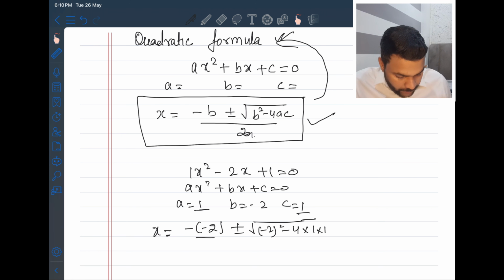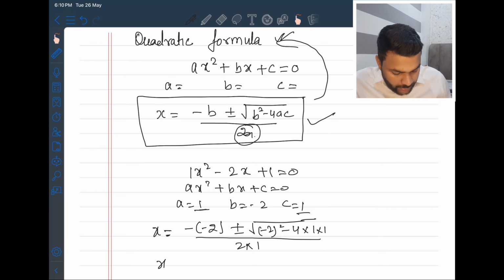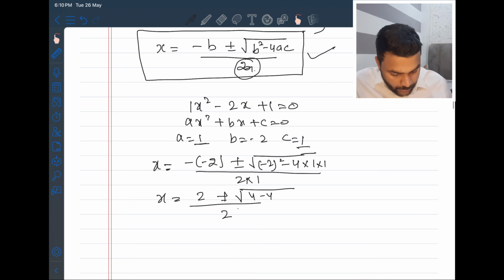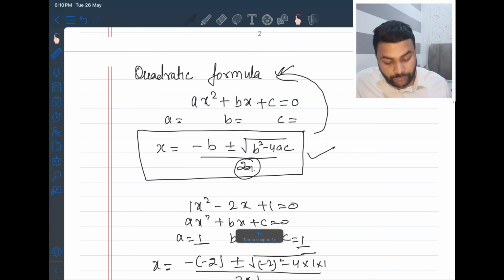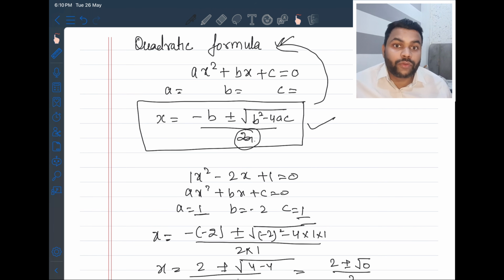Next, put the value of 2a here, 2 into a is 1. So we get here 2 plus minus, this will become 4 minus 4, upon 2. So the next part, 2 plus minus, this will become 0, upon 2. So we get 2 upon 2 equal to 1. So the root is 1. So we can find the roots either by using the method of factorization or by using the quadratic formula.